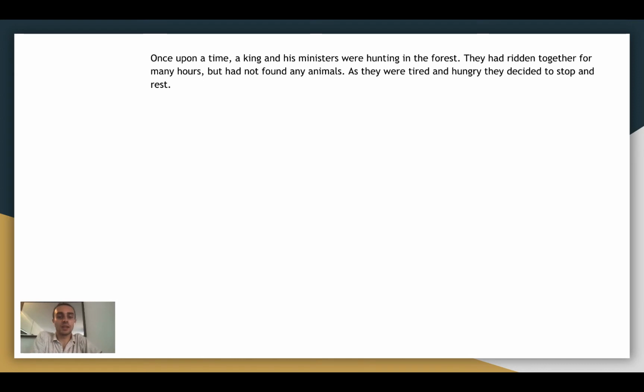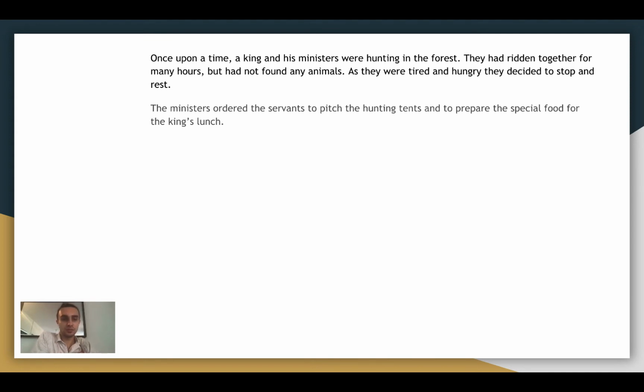Once upon a time, a king and his ministers were hunting in the forest. They had ridden together for many hours, but had not found any animals. As they were tired and hungry, they decided to stop and rest. The ministers ordered the servants to pitch the hunting tents and to prepare the special food for the king's lunch.